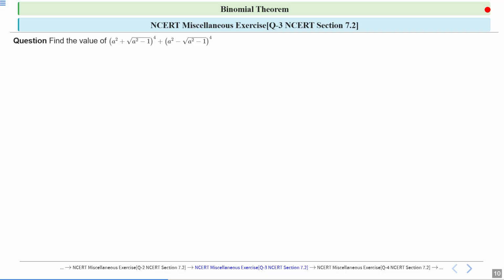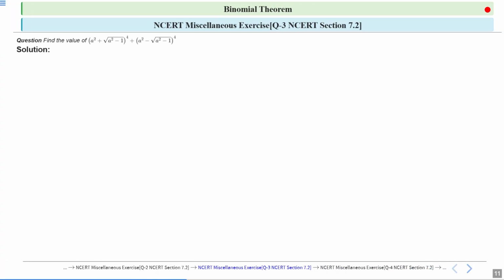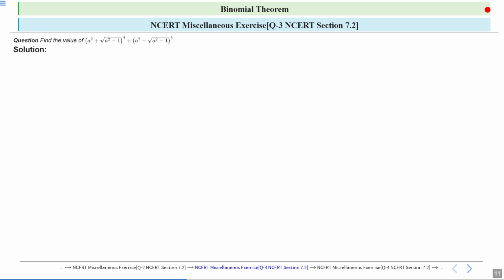In this question, we have to find the value of (a square plus root a square minus 1) whole to the power 4 plus (a square minus root a square minus 1) whole to the power 4. So first of all, try it yourself. Our goal is to find the value of (a square plus root a square minus 1) whole to the power 4 plus (a square minus square root of a square minus 1) whole to the power 4.